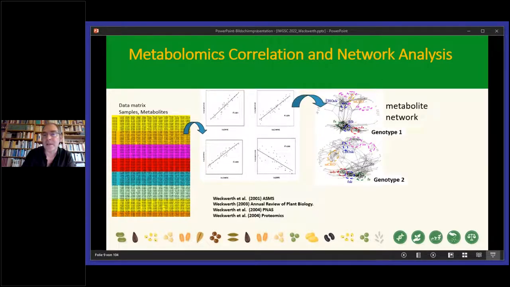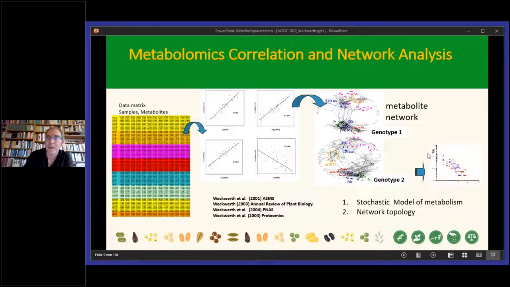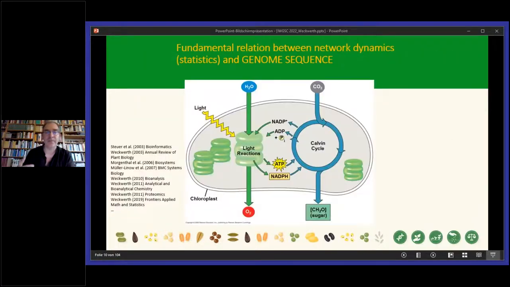This translated directly into so-called metabolic networks. And what we recognized is that the genotypes and different conditions had different structures of these metabolic networks, based on correlation network analysis. And this has lots of implications, of course, with respect to network topology. But more important, we developed a stochastic model of metabolism, which led then to a genotype-phenotype equation. I give you some mathematical background here. I don't want you to fully understand everything, but that you get an idea of what we did, and I'm totally happy to discuss this later on.